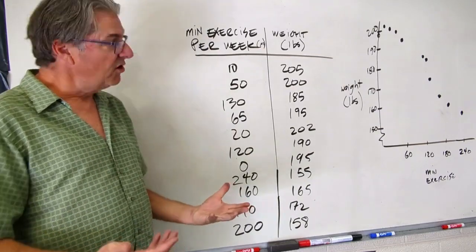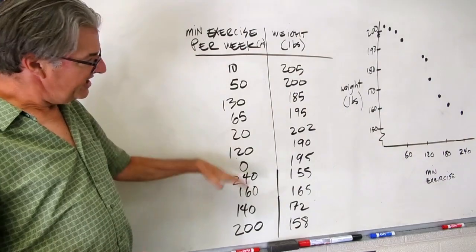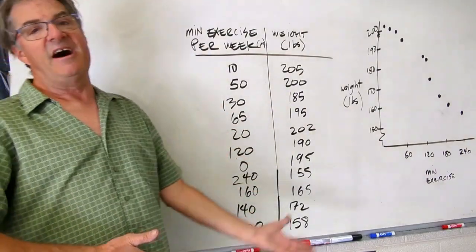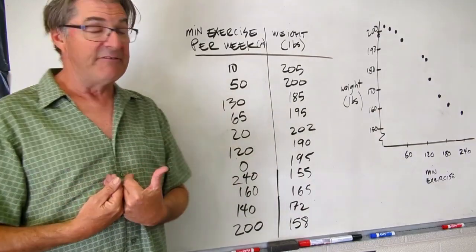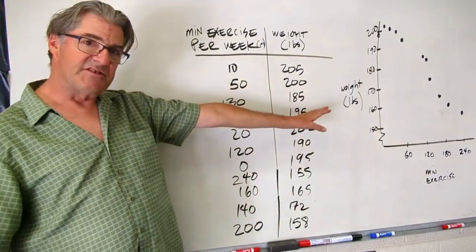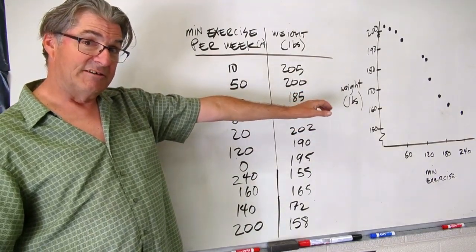So what I'm doing is I've created a table here that shows the minutes of exercise per week that a person does in my program, and then their weight. And the idea is that this data is going to support the idea that the more exercise you have, the less weight you will have. So I've got my data here. I made a scatter plot. I want you to pause the video right now and tell me what kind of correlation you see there.